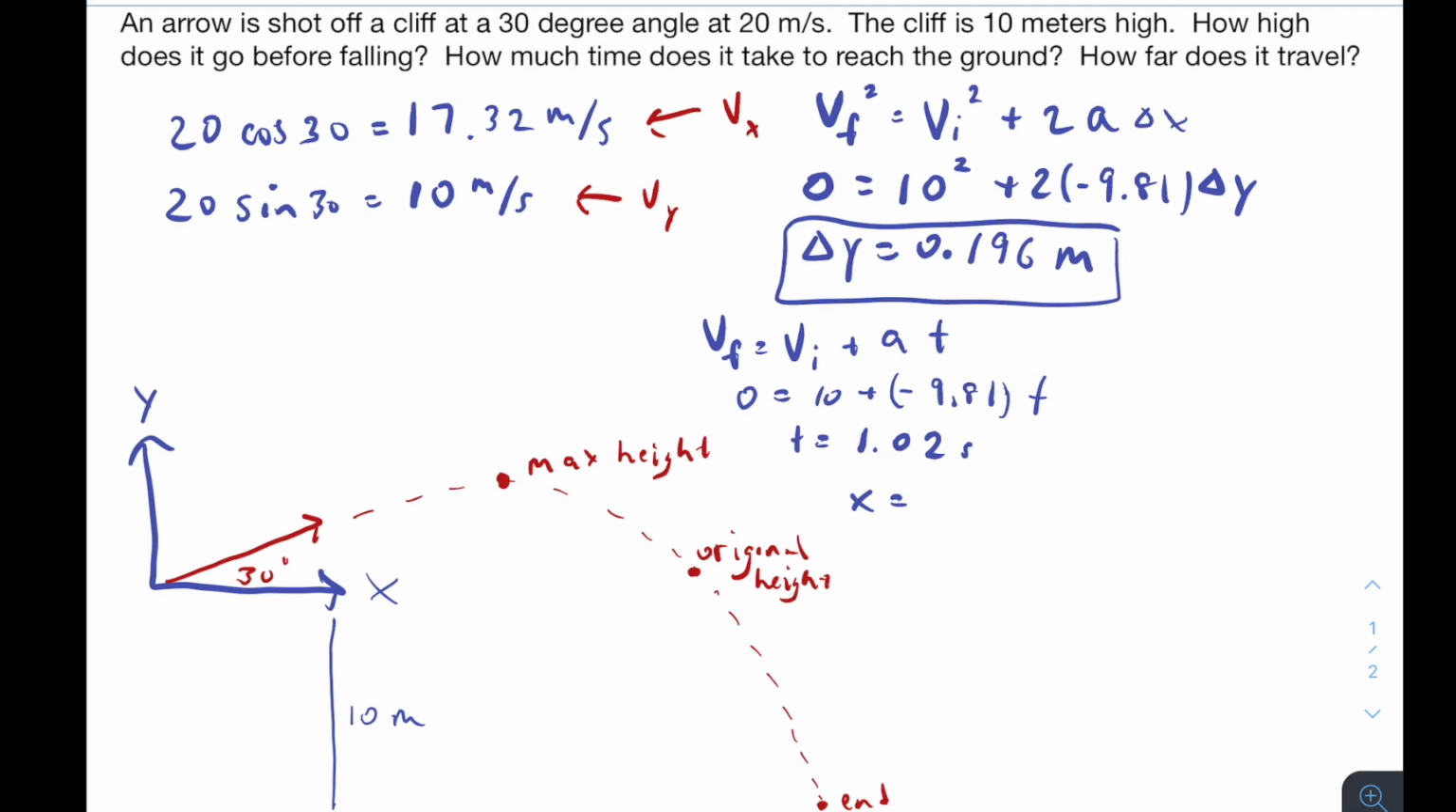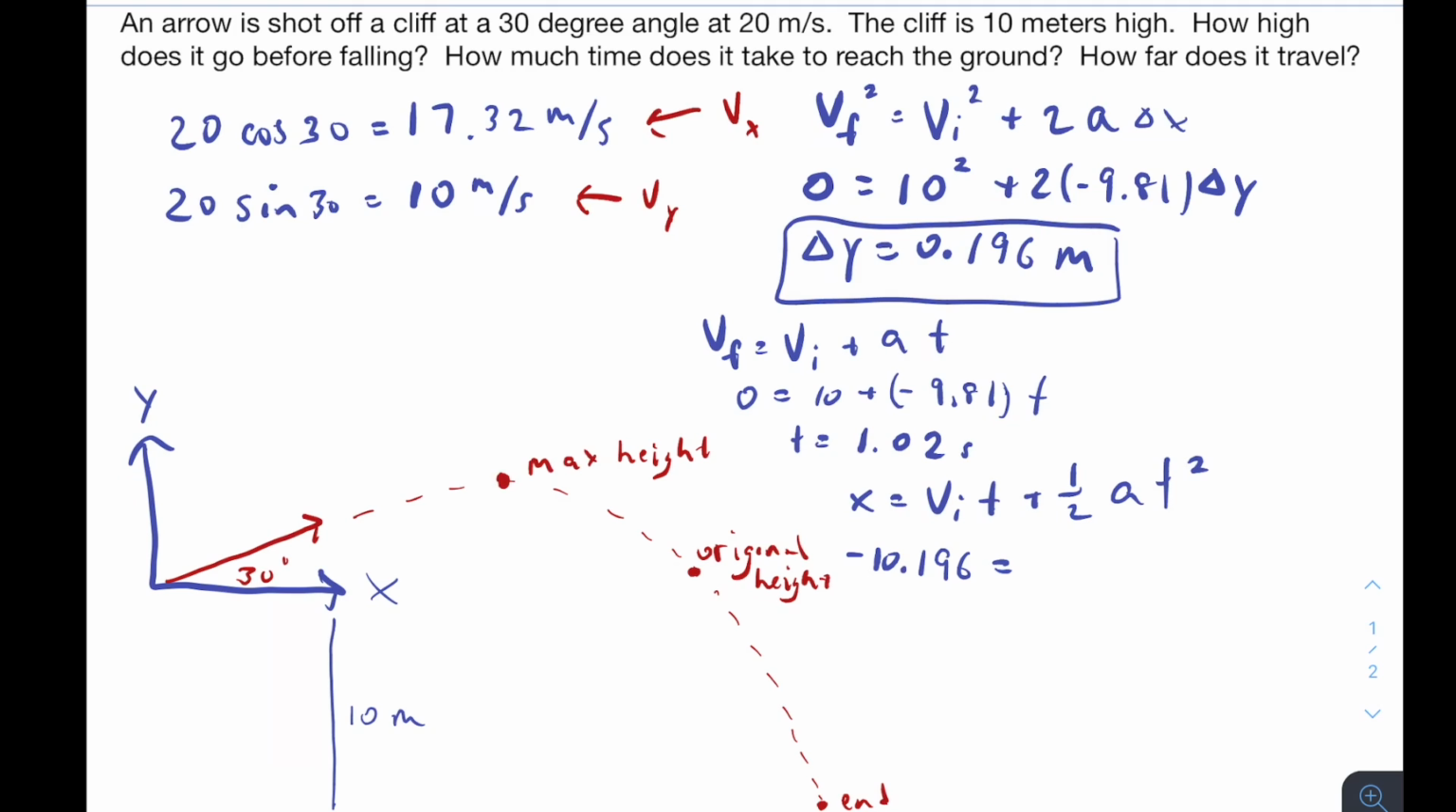Once it's at the maximum height, we can then treat it as a freefall problem to determine the additional time it takes to reach the ground. Adding the maximum height of the arrow to the height of the cliff, we know that the distance the arrow will need to fall is 10.196 meters. The change in displacement will actually be negative 10.196 meters, since the arrow is traveling in the negative y direction.